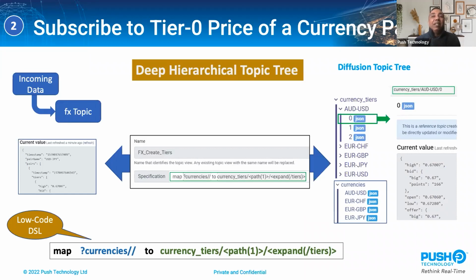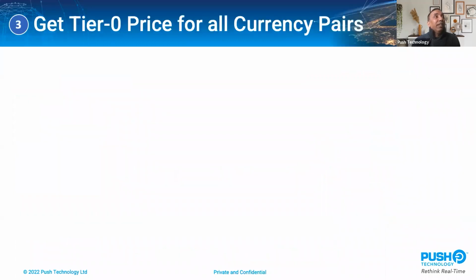So all of these can be done on the console without having to go back to developers. A data architect can do that. So let's look at this next example. The situation changes and another dealer wants to get tier 0 price for all the currency pairs, not just one. How do you re-architect? Look at the structure of the data.